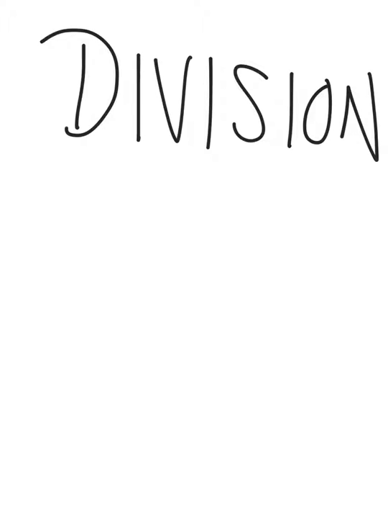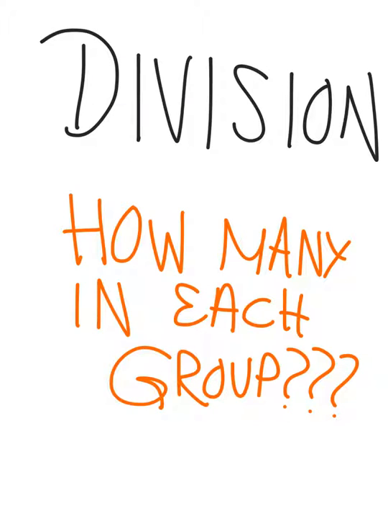Today we're going to learn about remainders with place values. So what we're going to use in this lesson will be division, and the type of interpretation we'll use for division is the how many in each group interpretation.